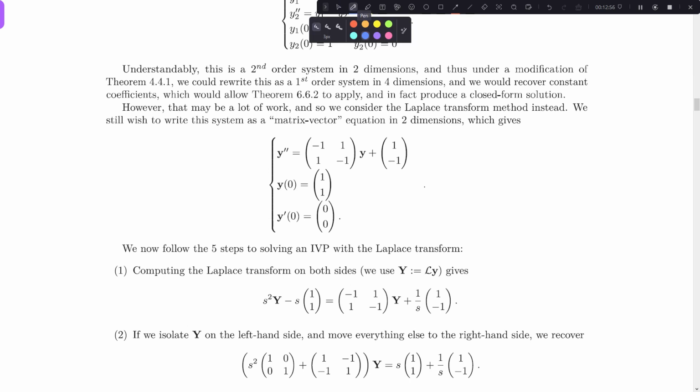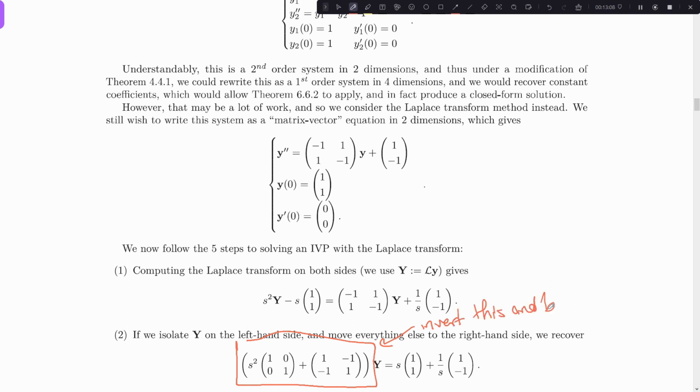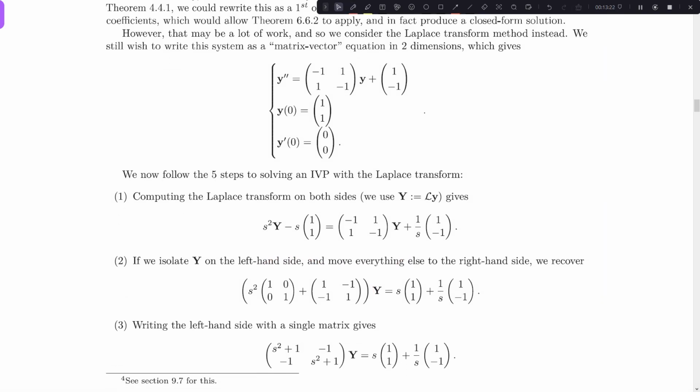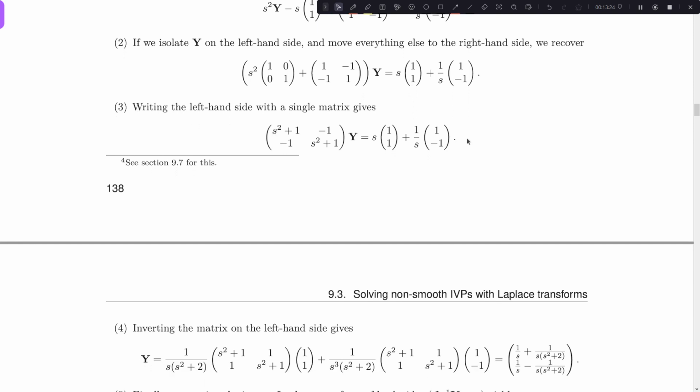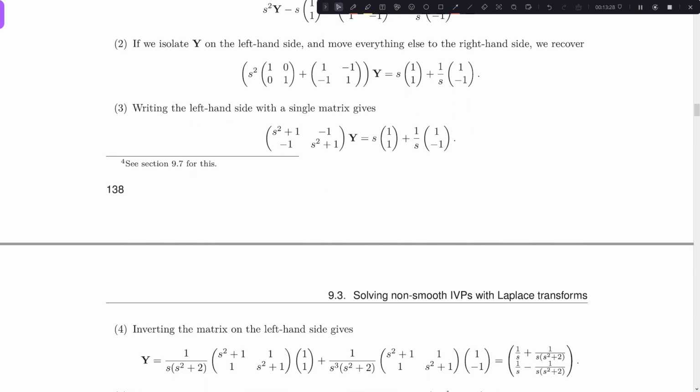The only thing left is that I really want to isolate capital Y truly, so I need to invert this and bring it to the right. I'm going to consider that as one giant matrix, add it all together, and then bring it to the right-hand side. So I bring it all together, and then I invert it, and it looks kind of ugly, right? So I've inverted it, I've brought it up.